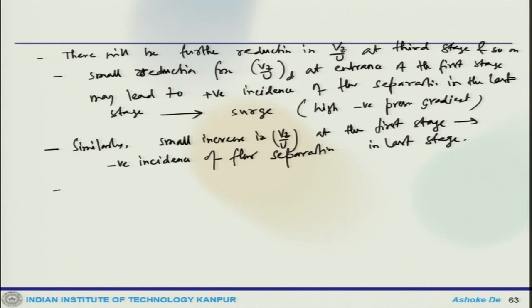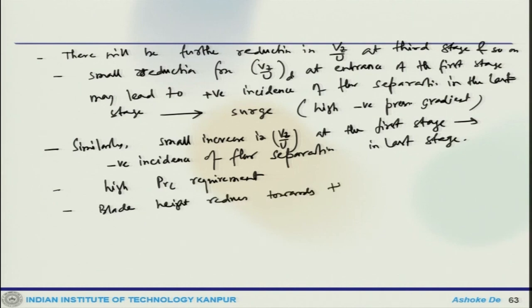So, the problem of stage mismatch is more severe during engine starting, especially for high PRC requirement. So, this is the time where you require high PRC. There is a large variation in density of the air across the stages, and the stages are designed with reducing blade height to accommodate this density variation, and that is why the blade height reduces towards the later stages. Okay.